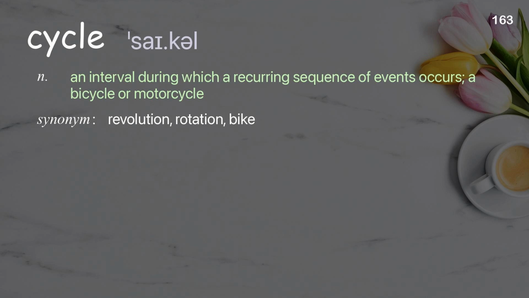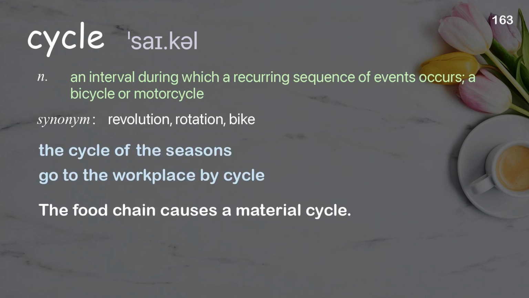Cycle. An interval during which a recurring sequence of events occurs; a bicycle or motorcycle. Examples: The cycle of the seasons. Go to the workplace by cycle. The food chain causes a material cycle.